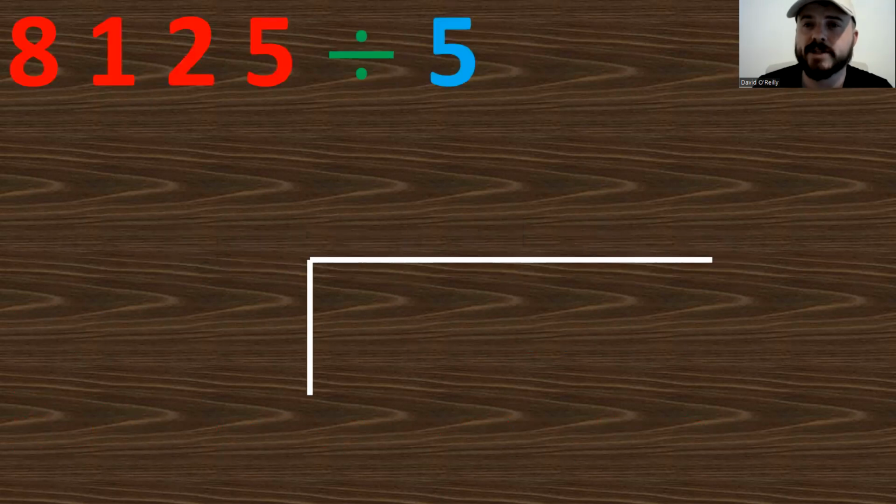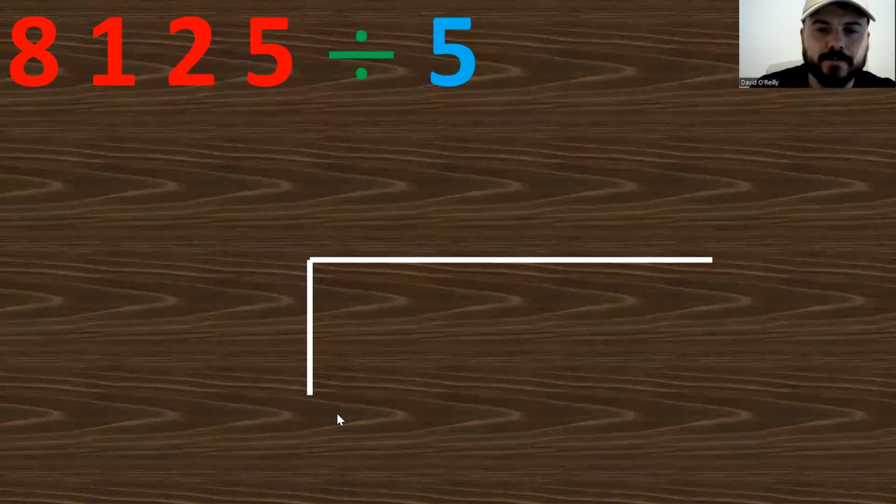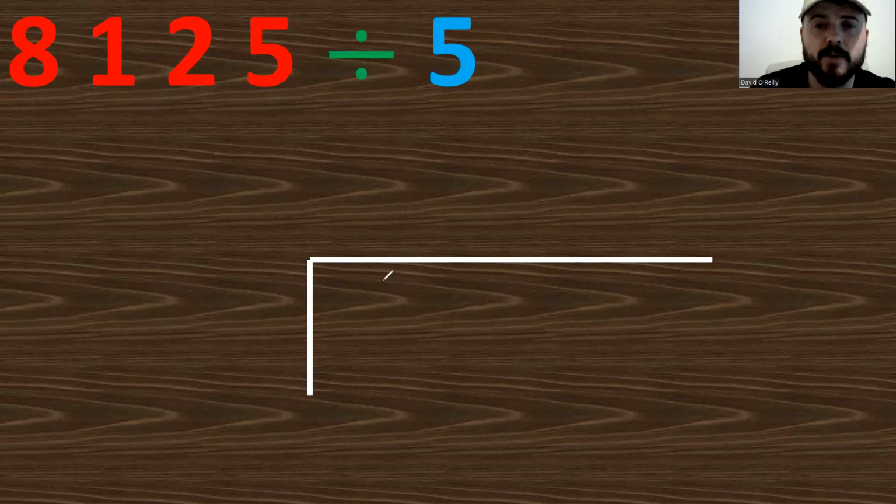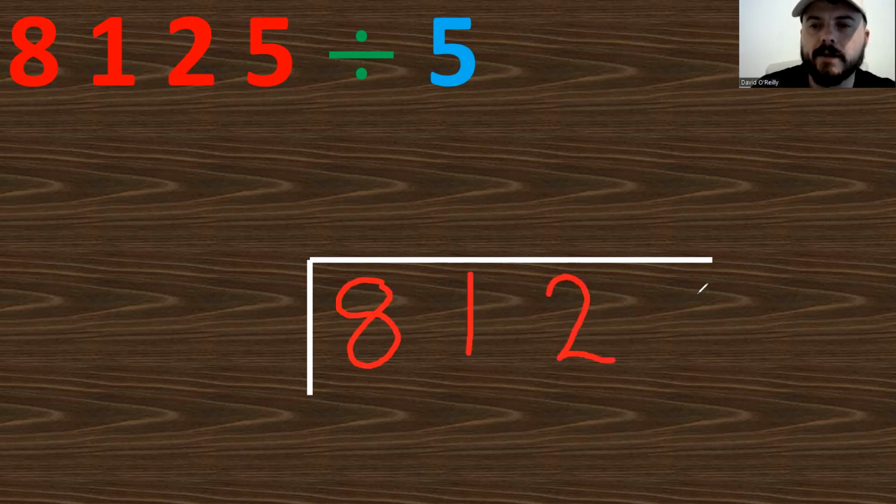Okay, so how does it work? We have on the screen a division problem, 8,125 divided by 5. And underneath, I've drawn a really basic bus stop. So how do we do this? Well, this number, 8125, the number that's being divided, we're going to put it inside the bus stop. So 8, 1, 2, 5. That's going to go inside the bus stop.